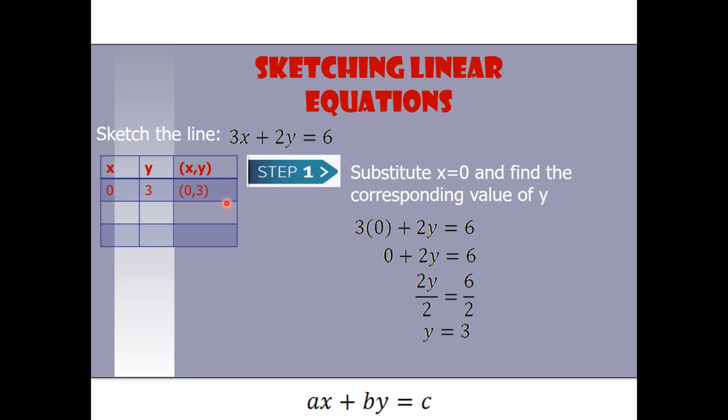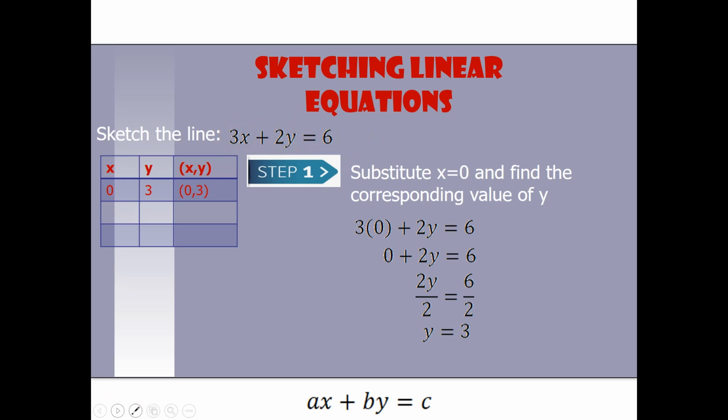Why? How do we know that this point lies on the line? Because we use the equation of the line to substitute x equals 0, and then we found the corresponding value of y. So this point definitely has to be on the line, because the number x equals 0 and the number y equals 3 together will satisfy the equation. Satisfy the equation means we make the left side of this equation equivalent to 6.